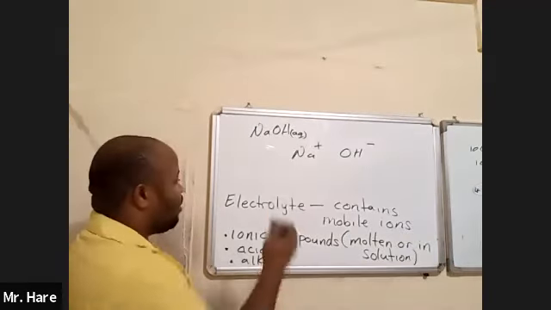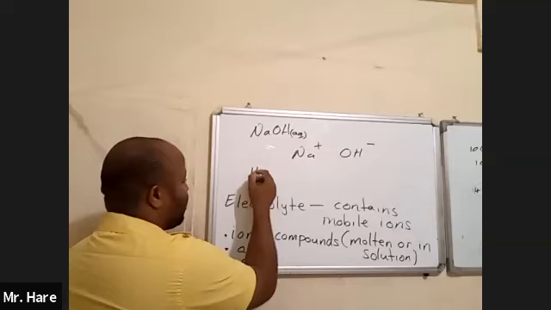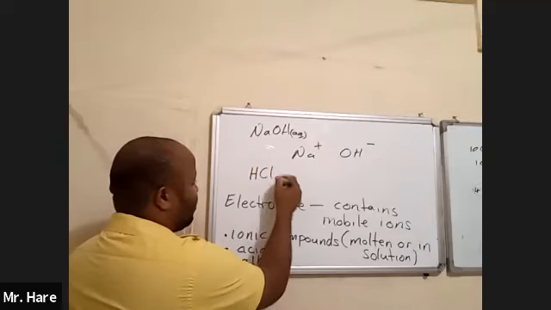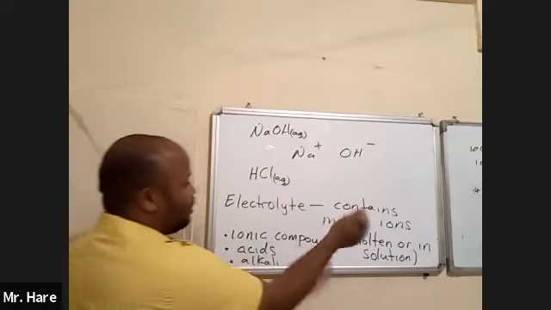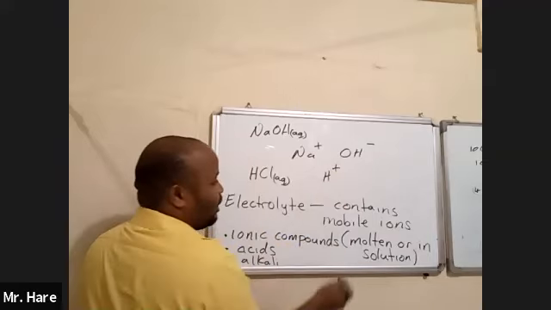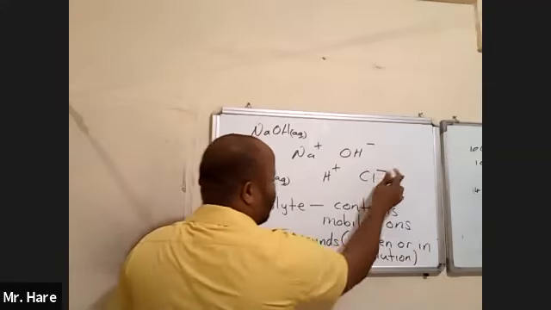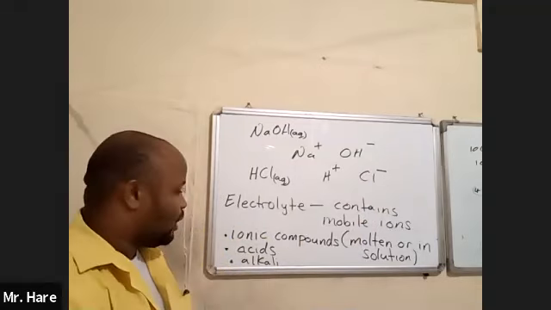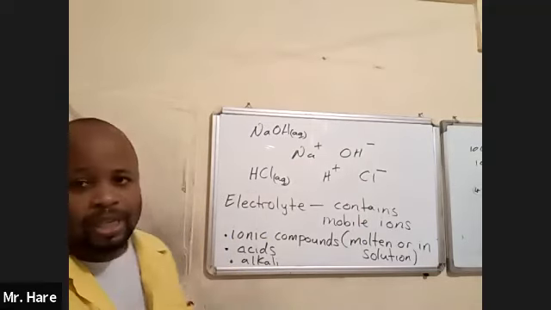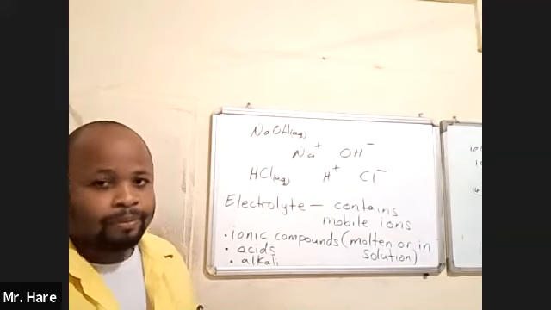Your acid, for example hydrochloric acid, when it is in solution, you will have the hydrogen ion and you will have the chloride ion. So that is why acids are also electrolytes.